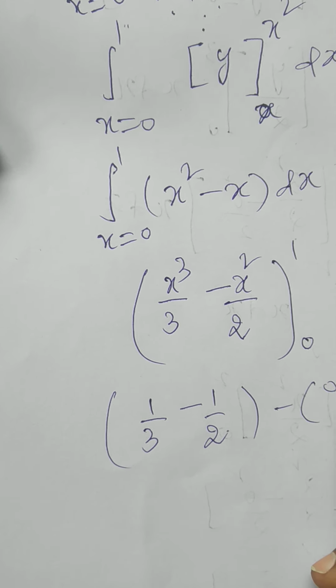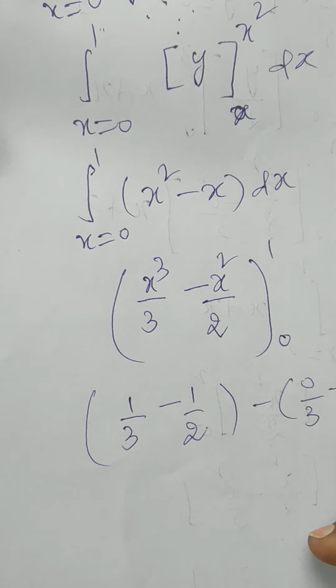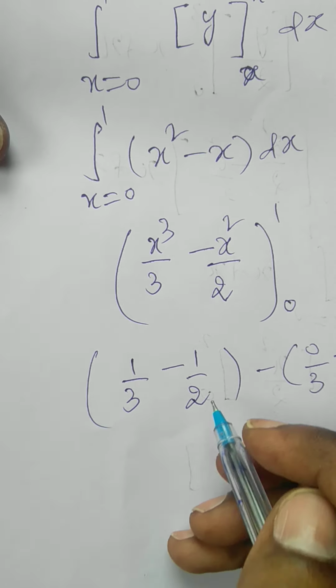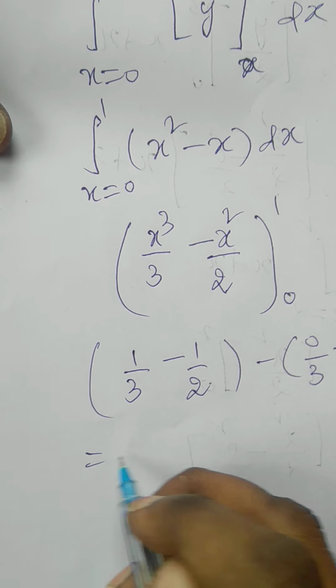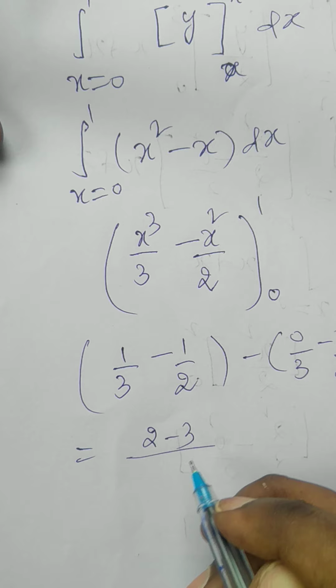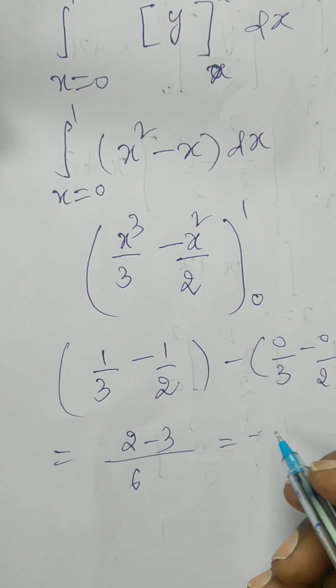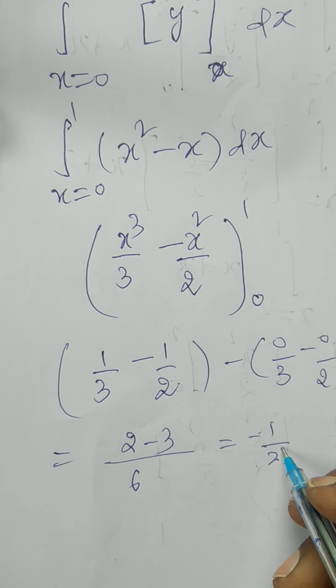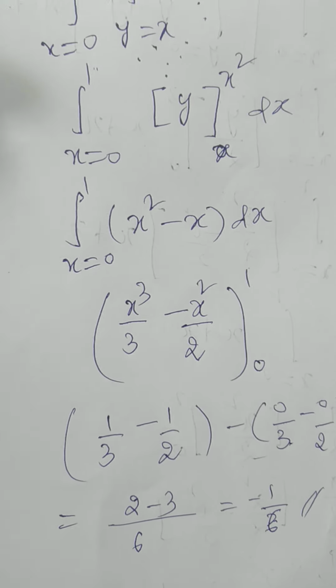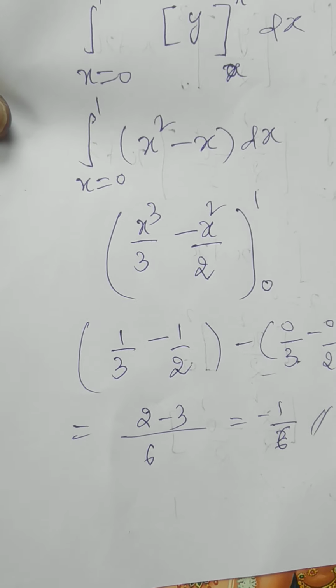0 by 3 minus 0 by 2. Right? 0 by anything is 0 only. LCM is 6, so I'll get 2 minus 3. This is the lower limit, which is 0 anyhow. We get 2 minus 3 by 6. What's the answer you are getting? Minus 1 by 3. Sorry, minus 1 by 6. This is the required answer, because 0 by anything is 0. This whole thing will become 0. Is it clear? The answer is 1 by 6.